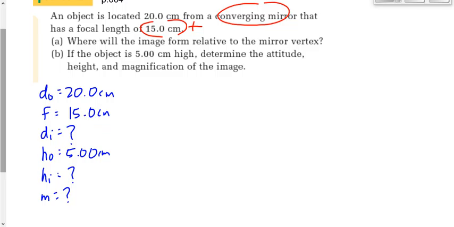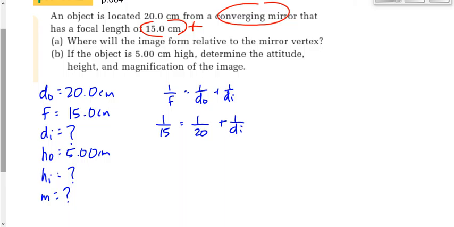Let's write down our first equation. 1 over F is equal to 1 over DO plus 1 over DI. The good news is there's only 2 equations. If you can't figure out what to do, try one of them. If it doesn't work, try the other one. Something's got to work for you. Oh, the mathematics comes a little tricky here, though, doesn't it? 1 over F, 1 over 15 equals 1 over 20 plus 1 over DI. You guys know how to solve for DI there?